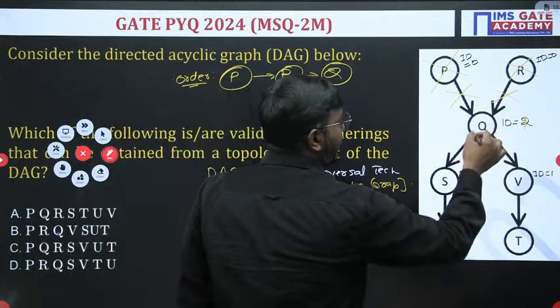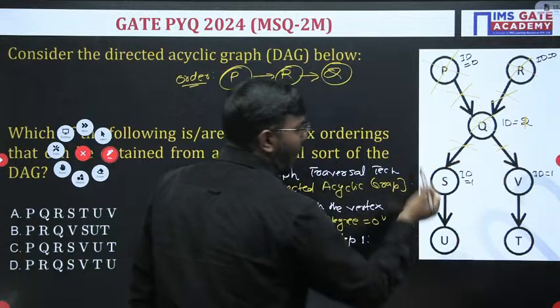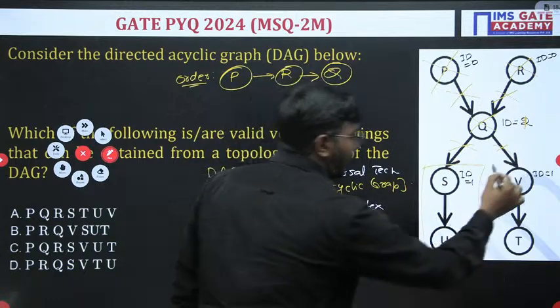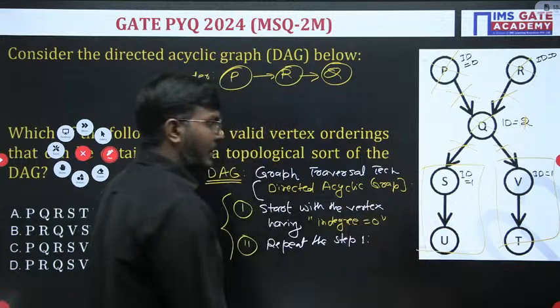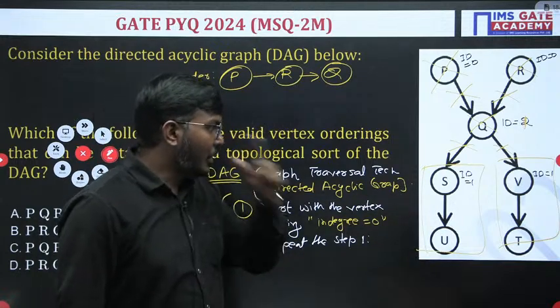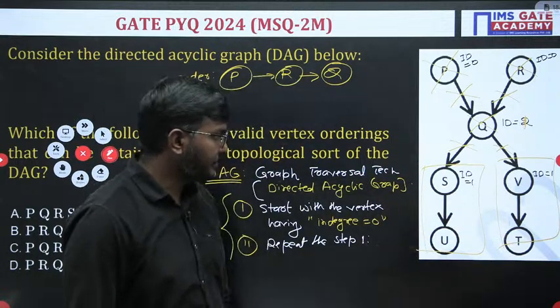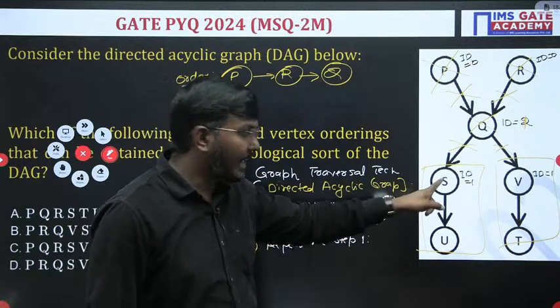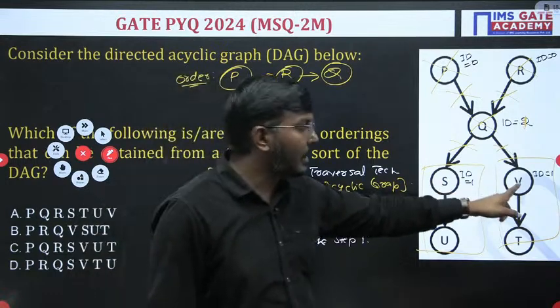Now after Q, if you delete its edges, I have two subgraphs, one here and one here. Both are disconnected components. Now for these two graphs, if you check, S has in degree 0 in this graph and V has in degree 0 here.